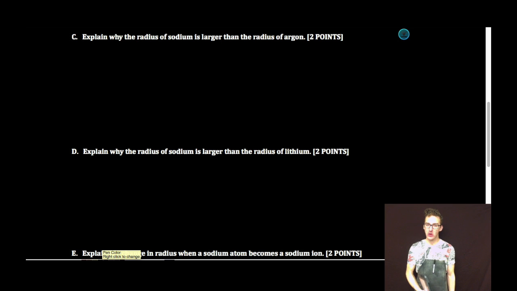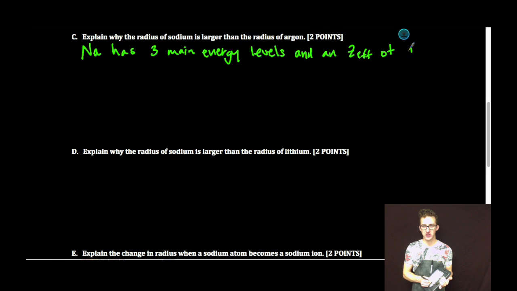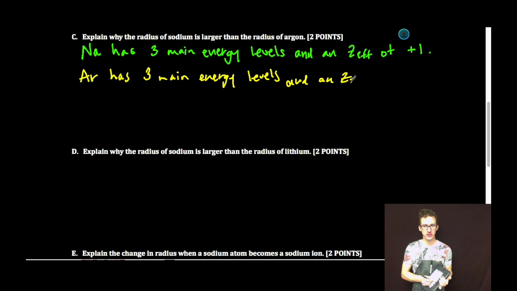Part C. Explain why the radius of sodium is larger than the radius of argon. Anytime that you're answering questions about periodic trends, it's important that you mention 1, main energy level, and 2, the effective nuclear charge for each thing that you're comparing. Sodium has 3 main energy levels and an effective nuclear charge of +1. Argon has 3 main energy levels and an effective nuclear charge of +8.